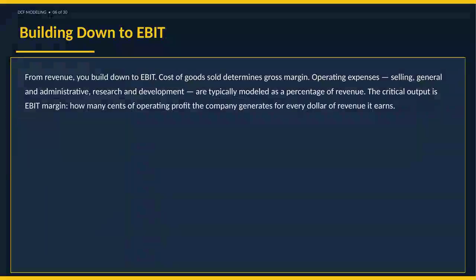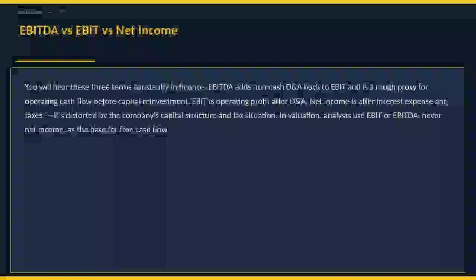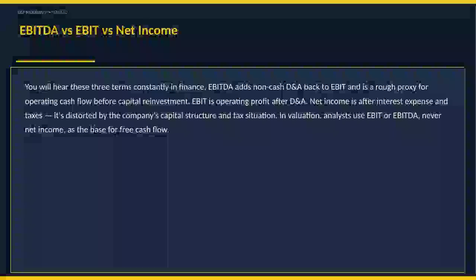Operating expenses, selling, general and administrative, research and development, are typically modeled as a percentage of revenue. The critical output is EBIT margin, how many cents of operating profit the company generates for every dollar of revenue it earns. You will hear these three terms constantly in finance. EBITDA adds non-cash D&A back to EBIT and is a rough proxy for operating cash flow before capital investment.